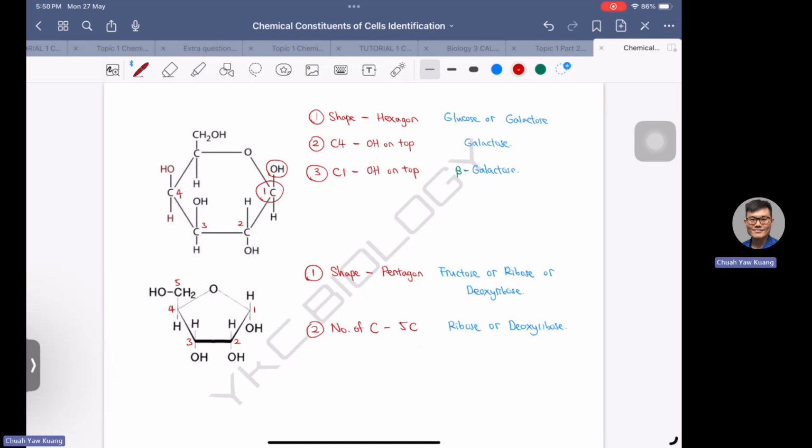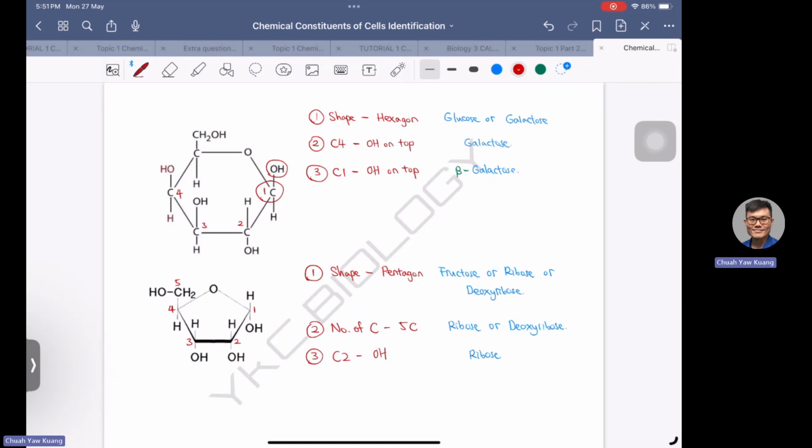Okay, then next we move on to step number 3. Step number 3 is we will look at carbon number 2. Carbon number 2 here, we will see that there's only OH. You don't see H, yeah? If it is a H, then it is deoxyribose. But obviously at carbon number 2, it is OH. So if an OH is found, then that means that definitely this is the ribose sugar.